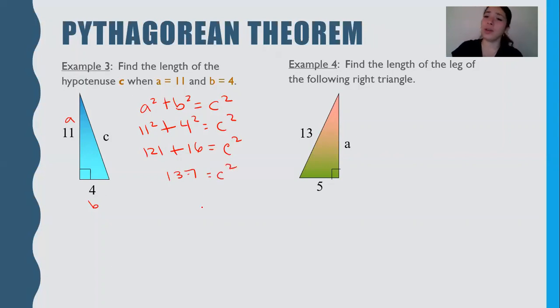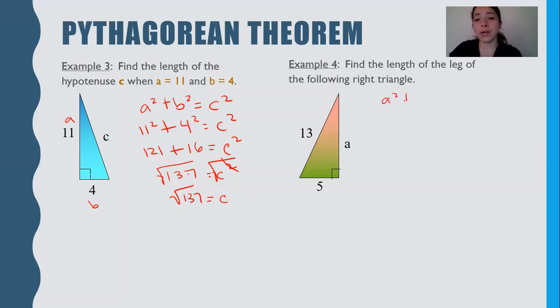Again, off the top of my head, I don't know two numbers that when multiplied by themselves are equal to 137. So what I'm going to do is put C is equal to the square root of 137, and you can leave it as that. Let's practice with this problem.